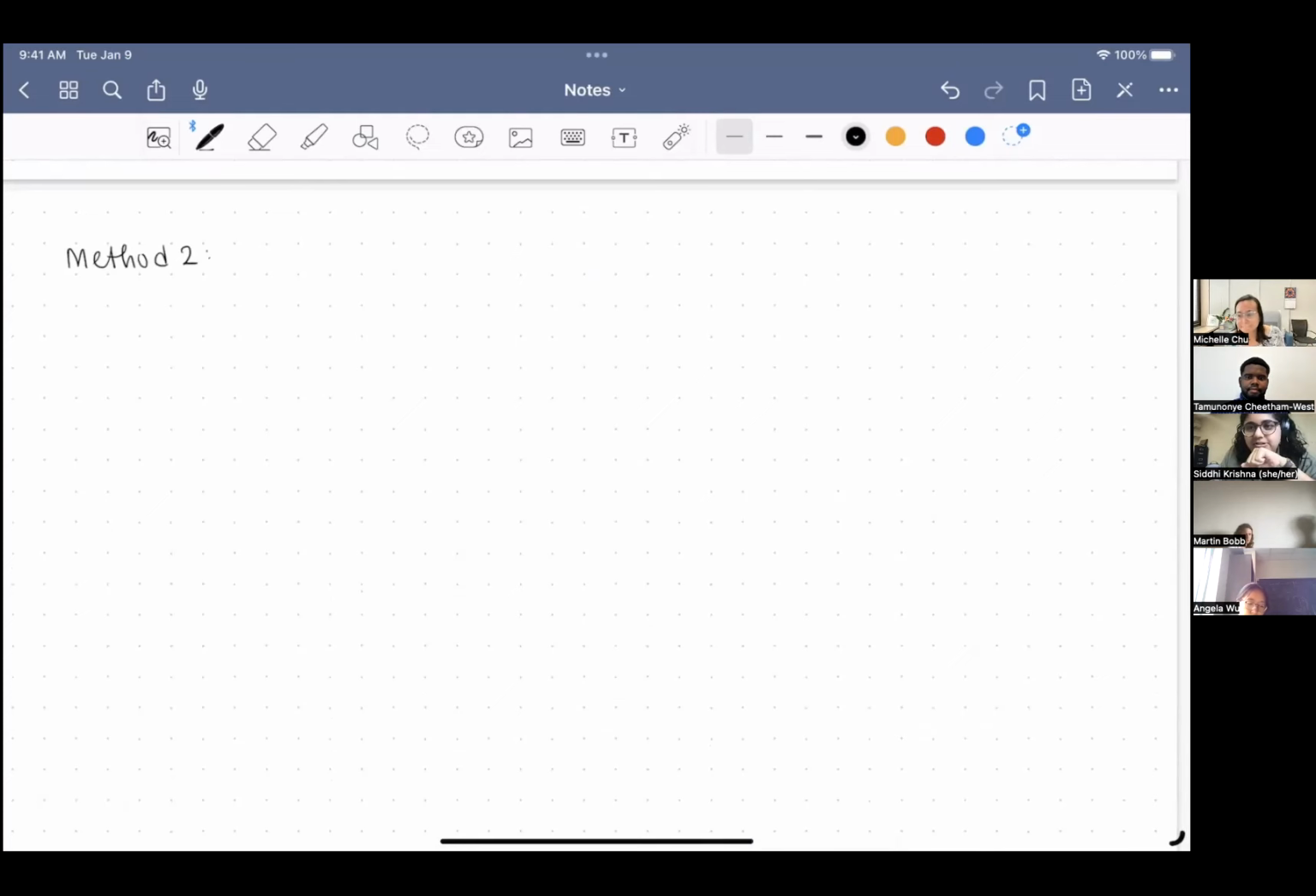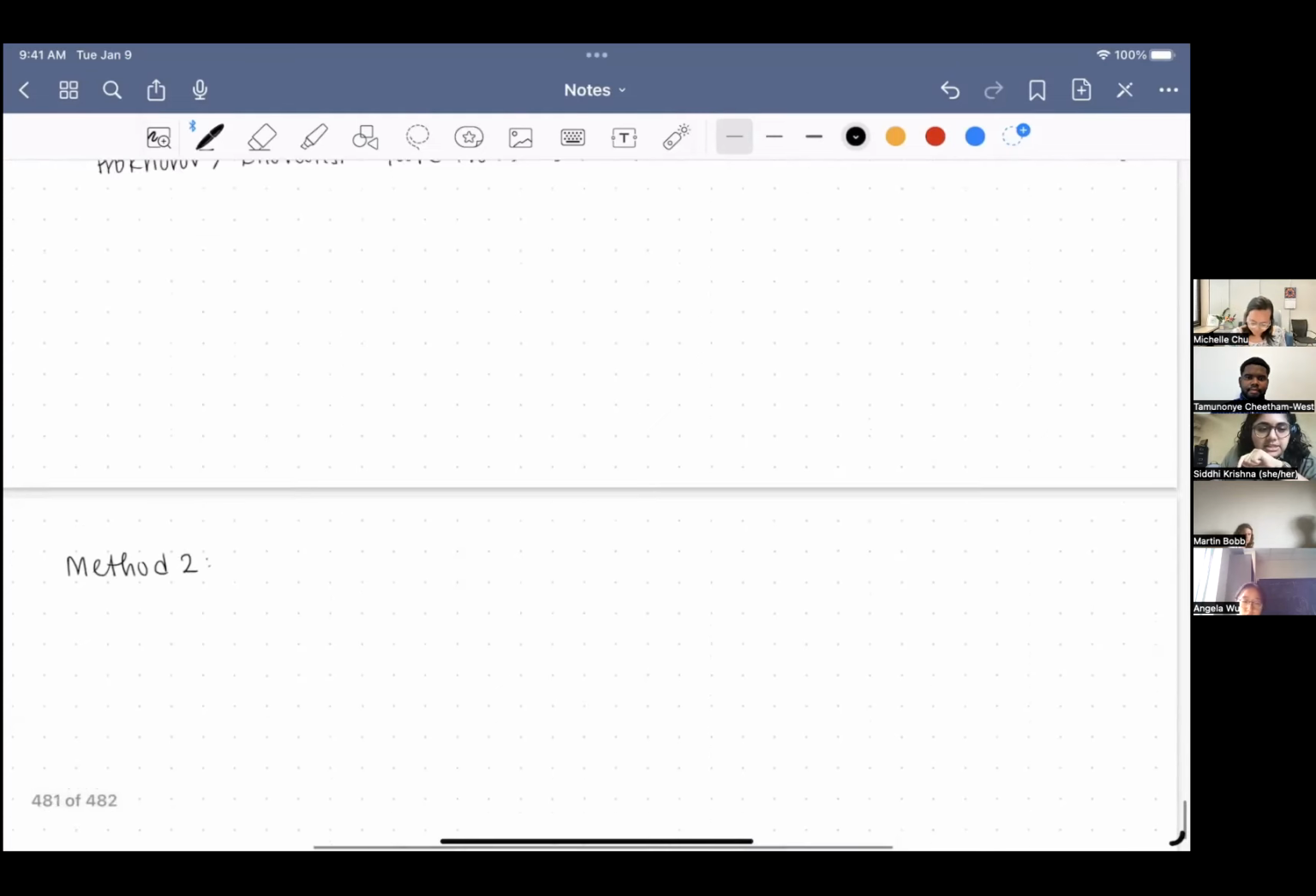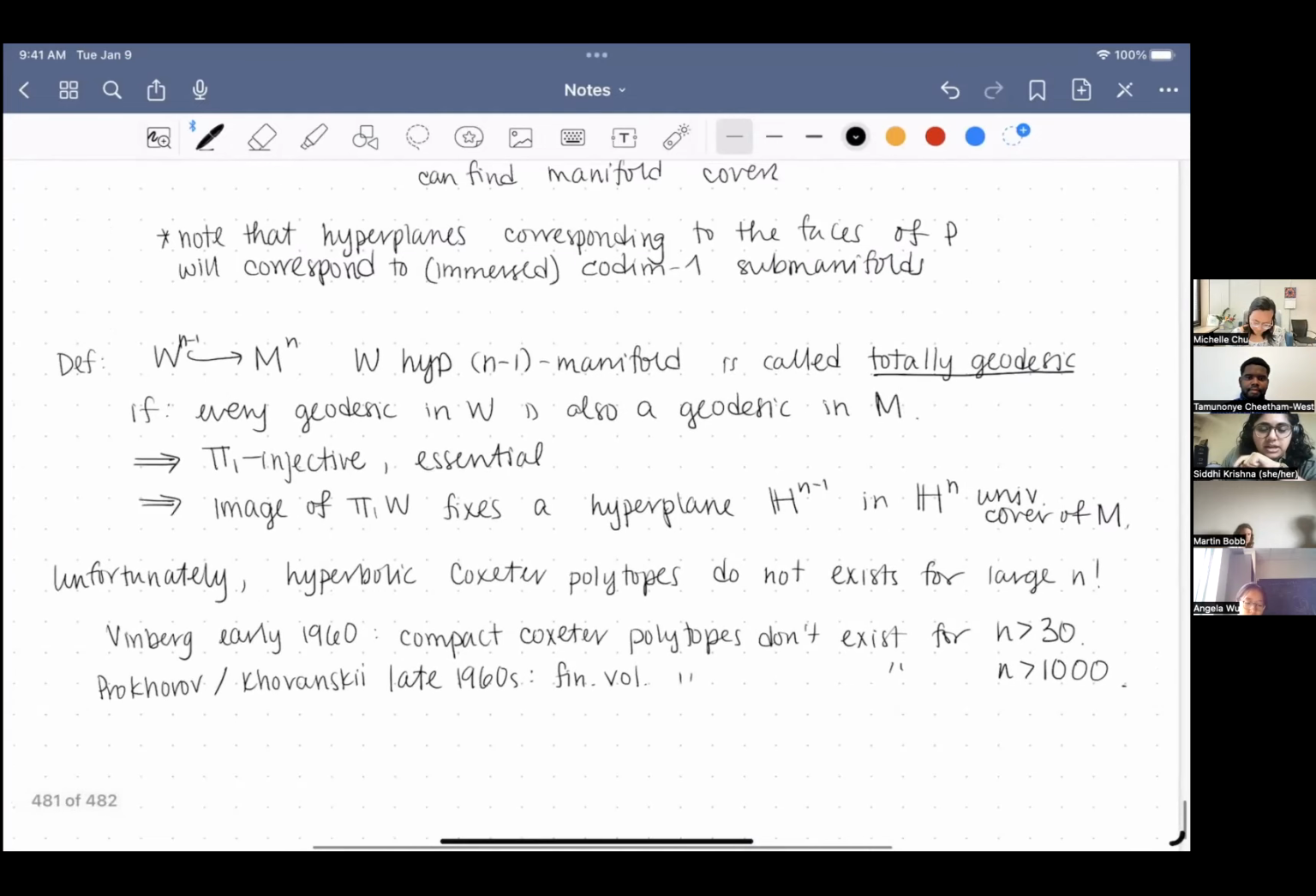Michelle, can I ask a question real quick? Sorry, can you scroll up a little bit? I have 2 questions. One is, can you say again what the connection was between totally geodesic and the Coxeter polytope? And then the second question is, how hard is it to know if you have a totally geodesic embedding in general? Seems hard, but I don't really know.